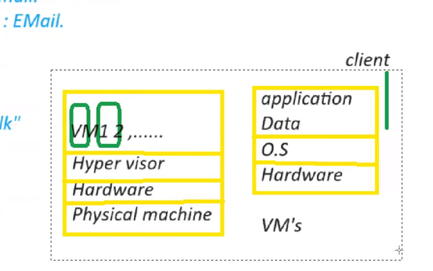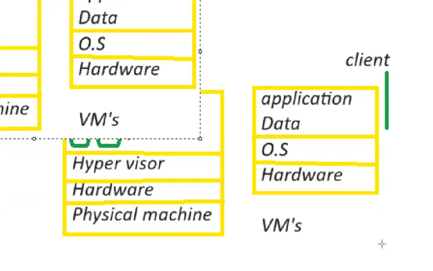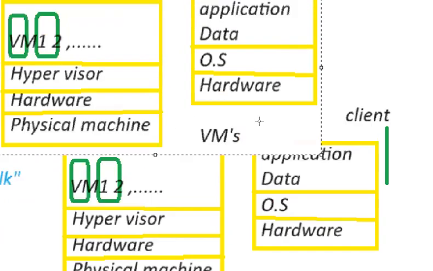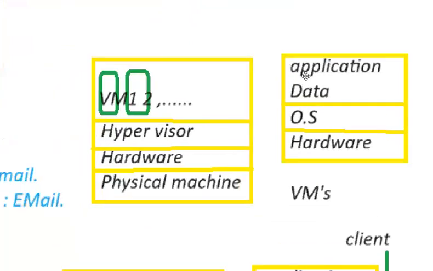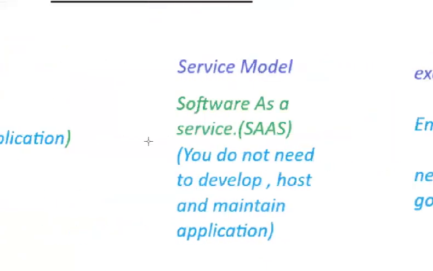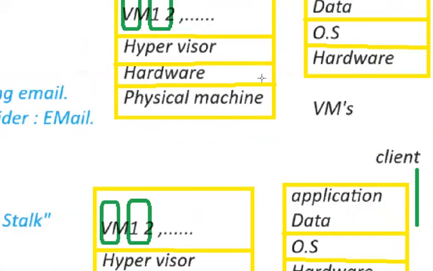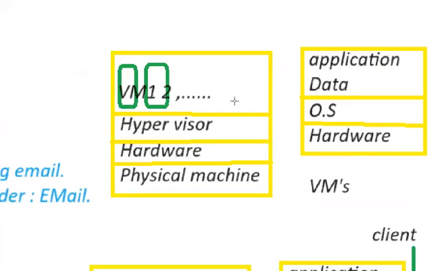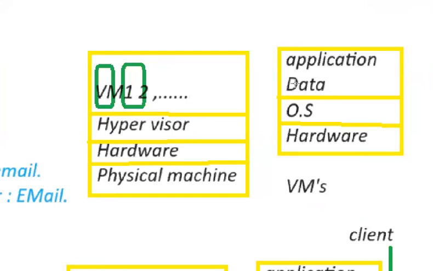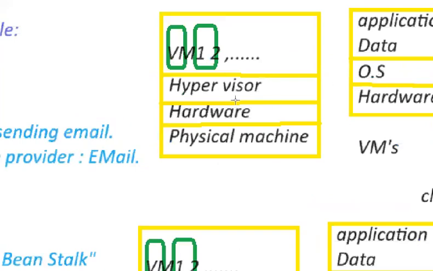So we have this much architecture, right? Everything here needs to be managed and maintained by AWS only. In the software as a service model, the client does not have any responsibility. Everything will be maintained by AWS only, including the application and its data. We don't even have control over anything in this.